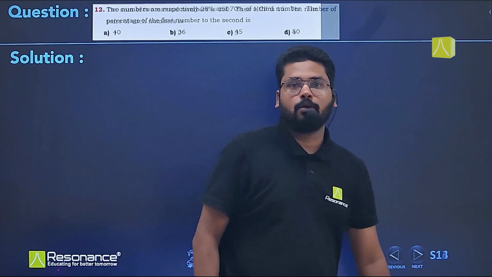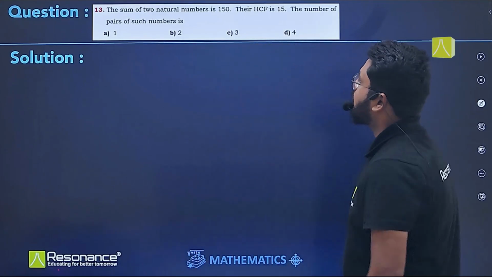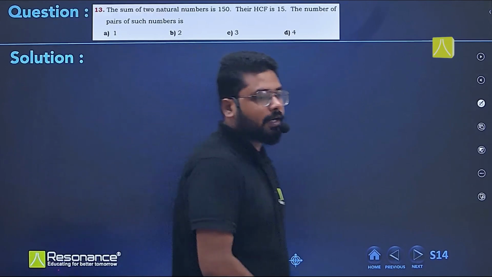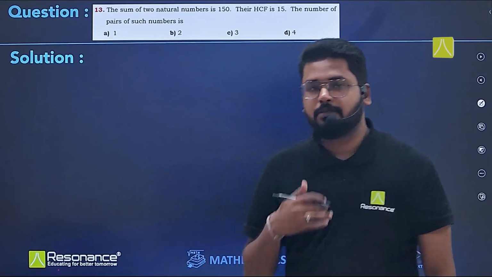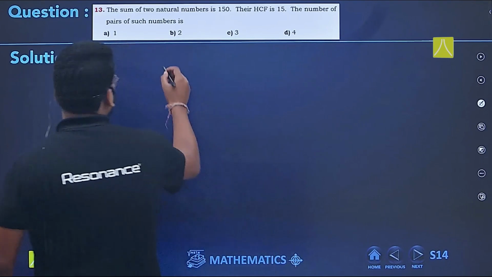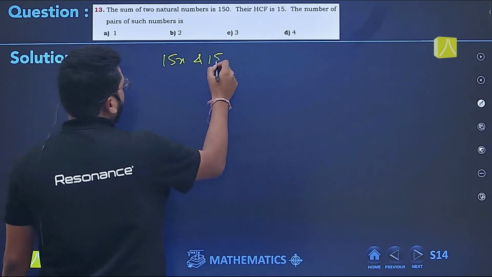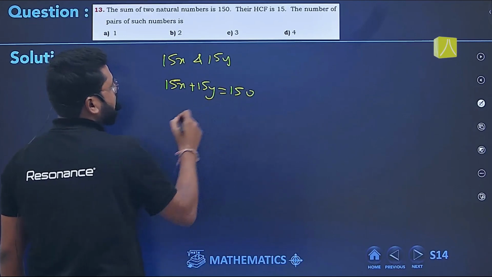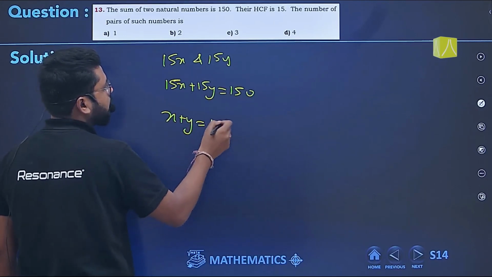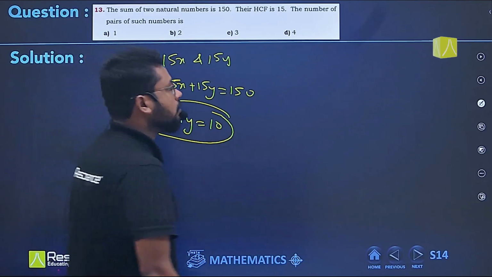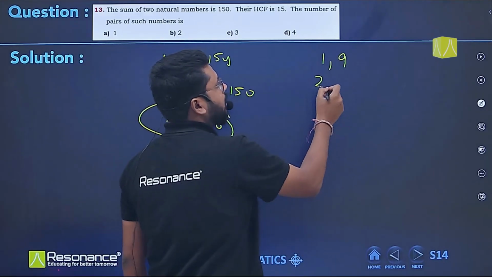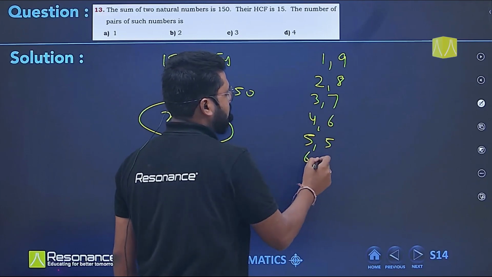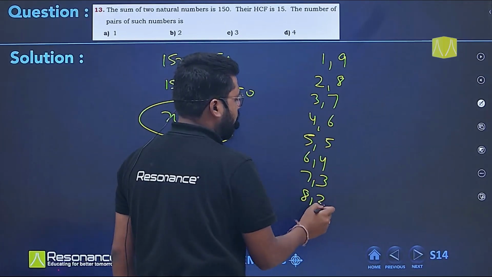Okay. Now, the next question is, the sum of two natural numbers is 150 and their HCF is 15. Every number is a multiple of its HCF. So the numbers will be 15x and 15y. And their sum, 15x plus 15y, is 150. So x plus y is equal to 10 after taking 15 common. So x plus y can be 1 and 9, 2 and 8, 3 and 7, 4 and 6, 5 and 5, 6 and 4, 7 and 3, 8 and 2, and 9 and 1.